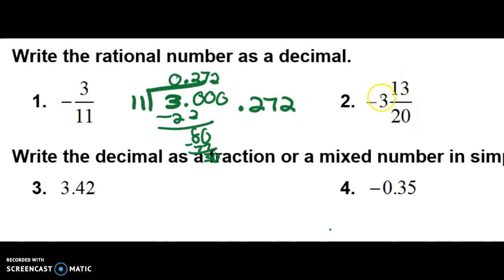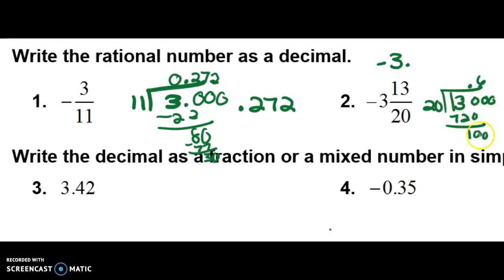So I already know that my answer is going to be -3 point something, but I got to figure out what that 13 out of 20 is. So 13 on the inside, 20 on the outside. I'm going to have to add a decimal point, add a bunch of zeros. 20 goes into 130. Let's see, that'd be 6 times, because that's 120. Subtract, you get 10, add another 0.